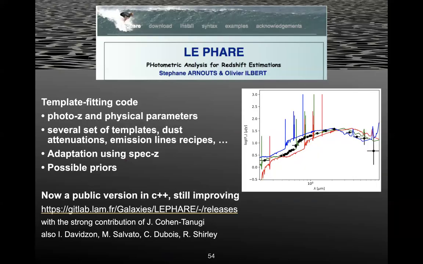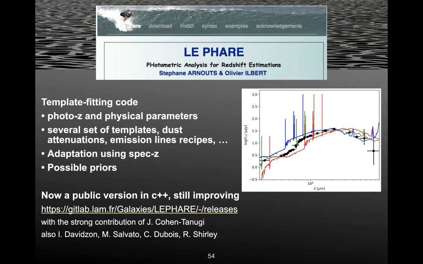So let's move to the photo-z. When we have this catalog, in total we have 600,000 galaxies in the catalog now. And so we run LePhare on this catalog. LePhare is a template fitting code for photo-z and physical parameters. I don't want to say a lot, just that we worked a lot in the last few years to have the code in C++, also with Johan Cohen-Tanugi, and also to have a Python interface with a notebook. So we are still improving the code.